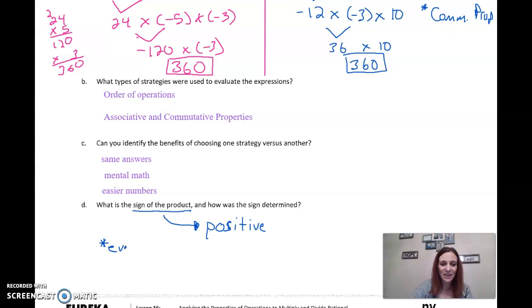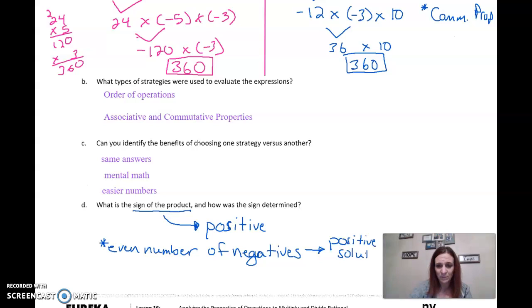So here's a very, very important hint, okay? If you have an even number of negatives, you have a positive solution. If you have an odd number of negatives, you have a negative solution.